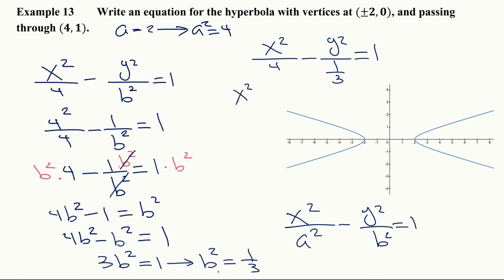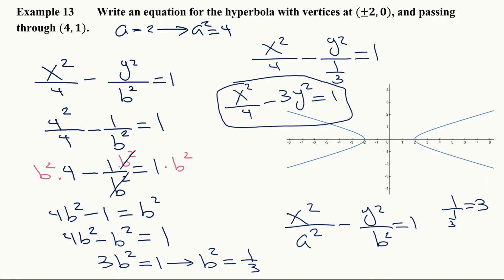So x squared over 4. Now remember, 1 over 1/3 is what? 3. So I can write minus 3y squared equals 1. There is the equation that we were looking for. And if you really want to clear all fractions, you could do that too. Multiply both sides by 4. You would get x squared minus 12y squared equals 4. If you really want to make it in standard form, move everything to the left side.